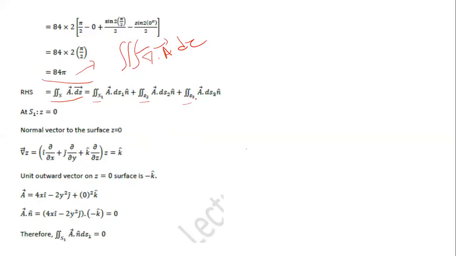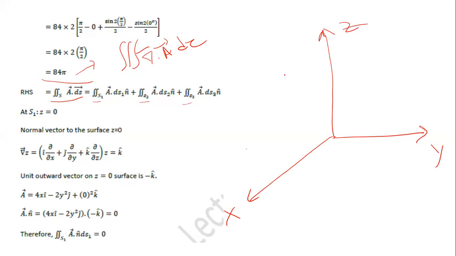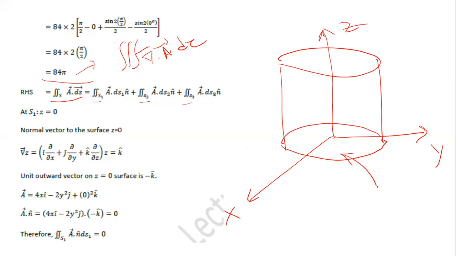So like this, here, let me just draw again. This is X, this is Y. Just try to picture the surface here. Now we are going to perform the surface integration. So this is S1, and this is your second surface. The third surface is the surface S3 like this.